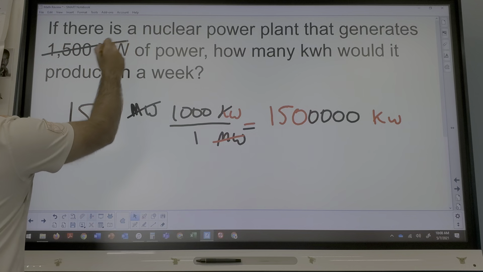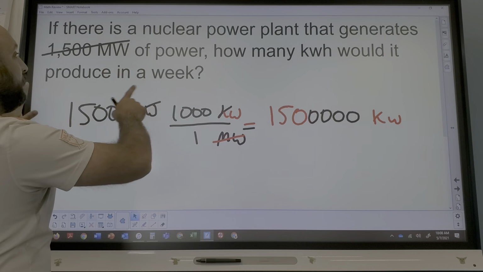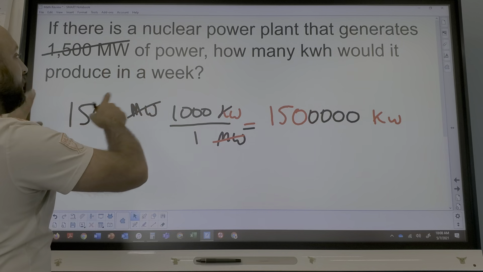So we converted this unit to kilowatts. The question is, how many kilowatt hours would it produce in a week? So if I reset this problem, bring this guy over here. This is how much it produces in an hour. Then I want to figure out how much it produces in 24 hours, because that would be a day. So I'll multiply by 24 hours. That'll give me kilowatt hours.